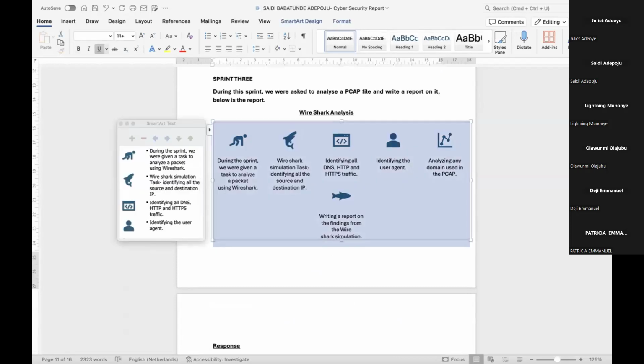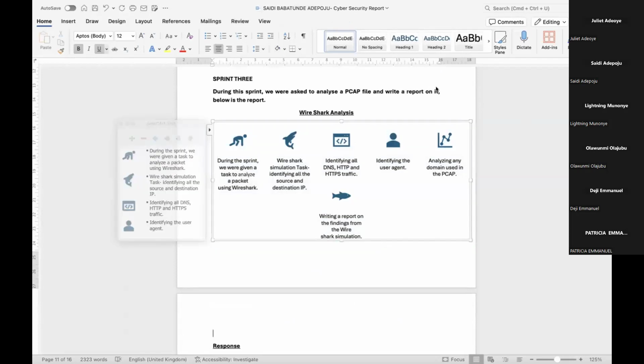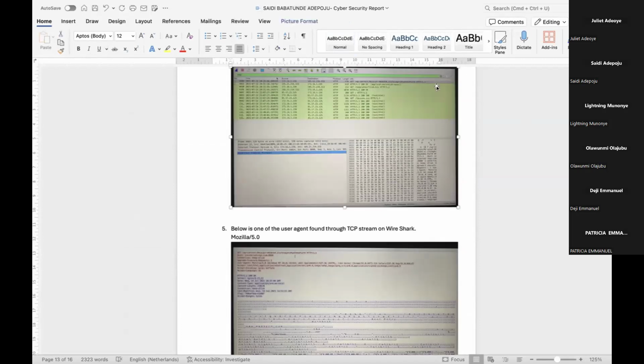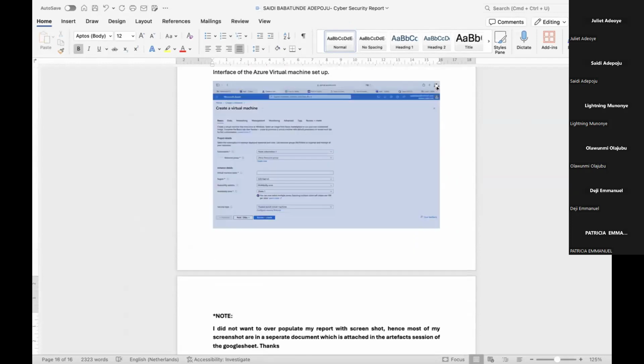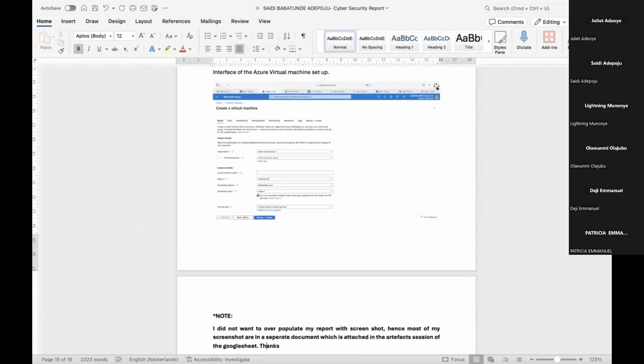In Sprint 3, we did more Wireshark analysis, which was also taken by James, on how to analyze network traffic. These are screenshots of the analysis I did for the Sprint 3 Wireshark analysis, and this is my summary of the report. In Sprint 4, we focused more on Microsoft Azure Sentinel. This is a screenshot of the interface of the virtual machine which I set up for Sprint 4.